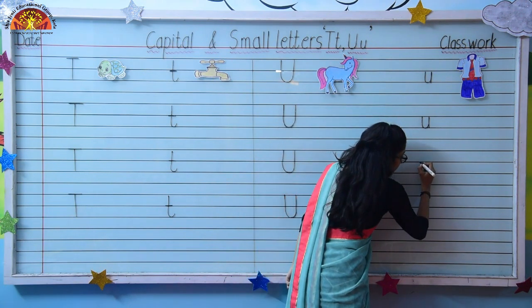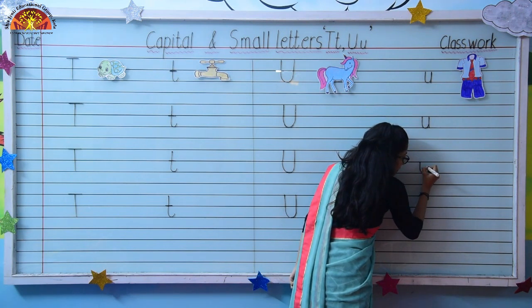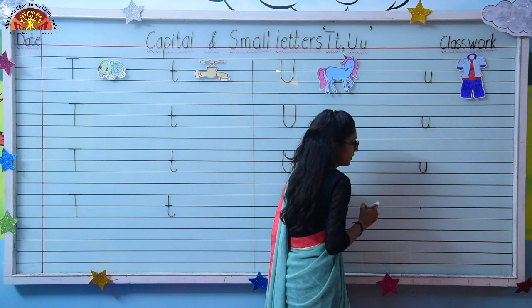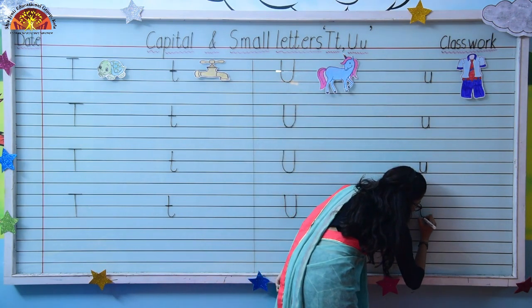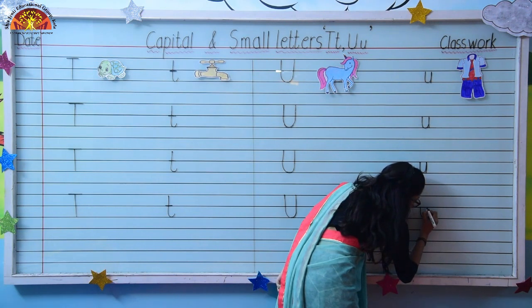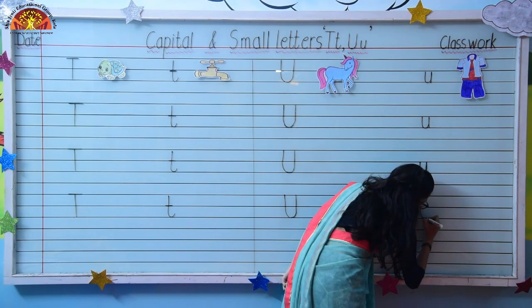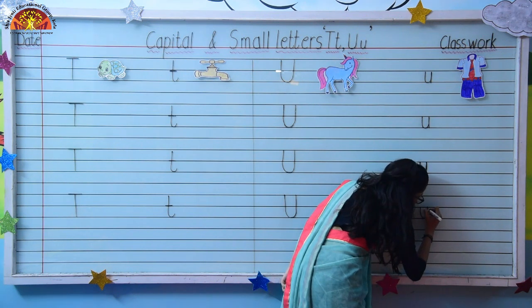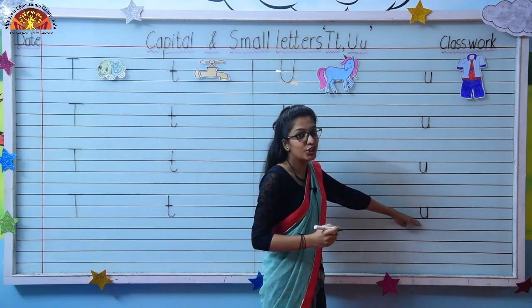Look here. Standing line. Curve. Standing line. Come down with the same line and touch. Like this. One more time. Standing line. Curve. Standing line. Come down with the same line. Curve, come down with the same line and touch it. So kids, this is small letter U.